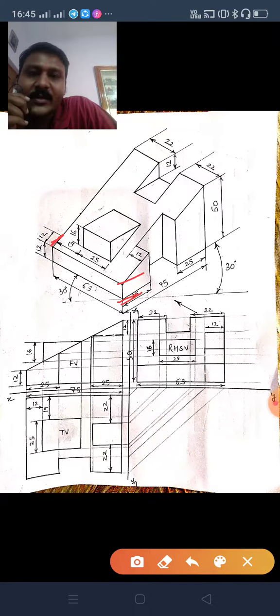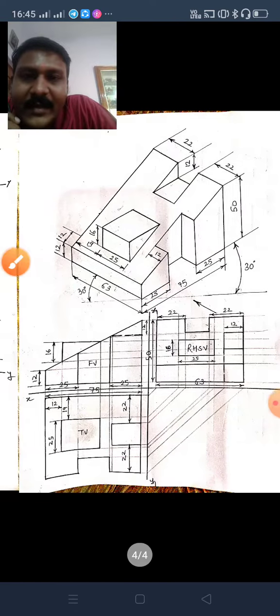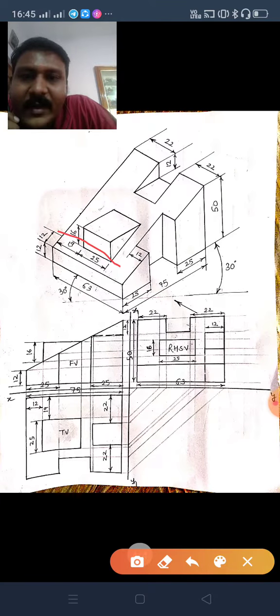This distance is 12. From here you can measure 12. Once you get this point of 12 mm, you project this line, and you will get this line. Now from this end take a distance of 19 mm. It is now clear how you get this line.